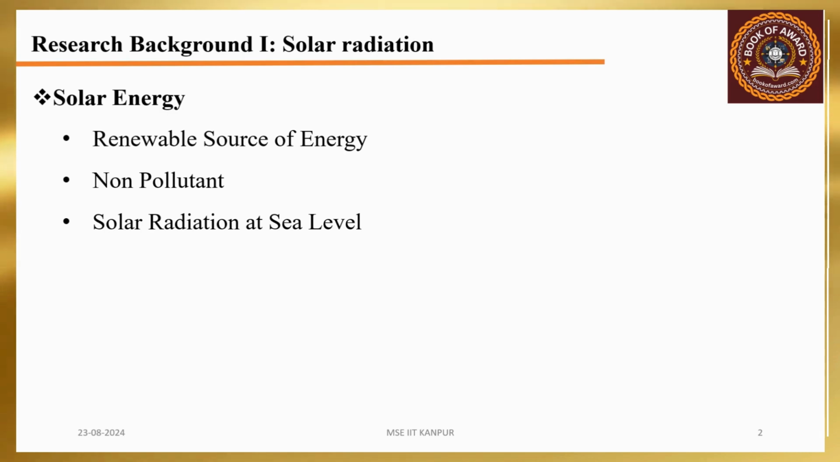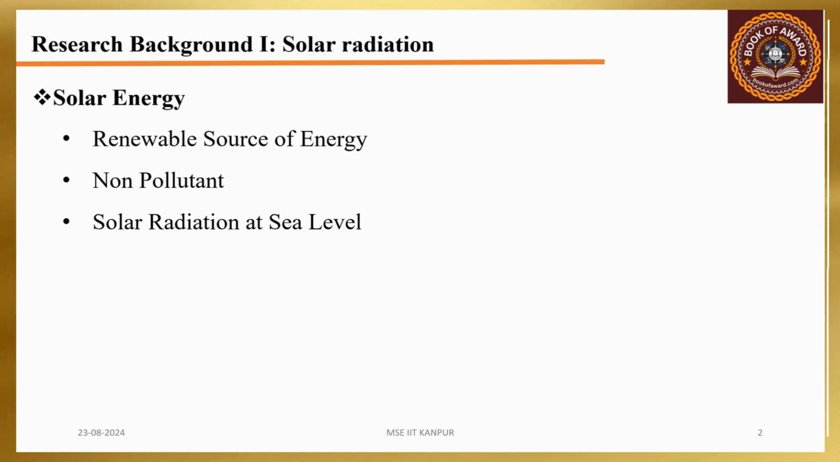But solar energy, which is one type of renewable source of energy, never emits any type of poisonous gas or pollutant into our atmosphere. And it is also available in sufficient amount at sea level at free cost. So solar energy is the best option among renewable sources of energy. Solar energy comes from the sun.